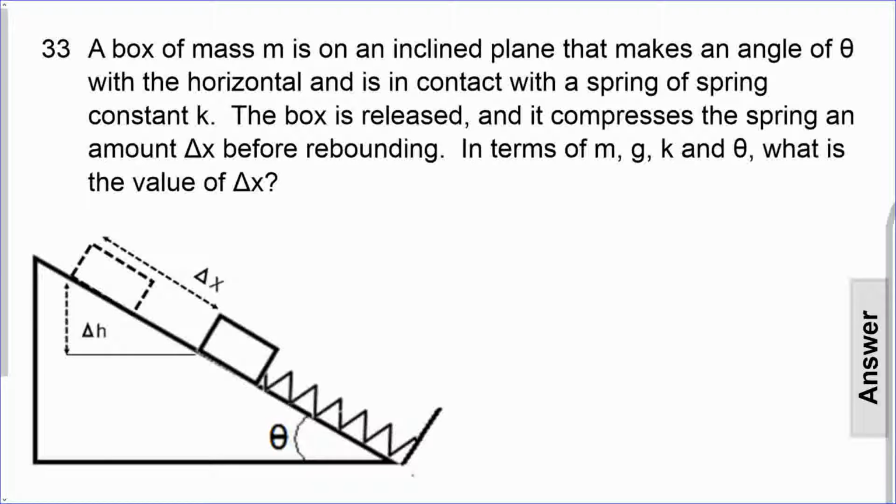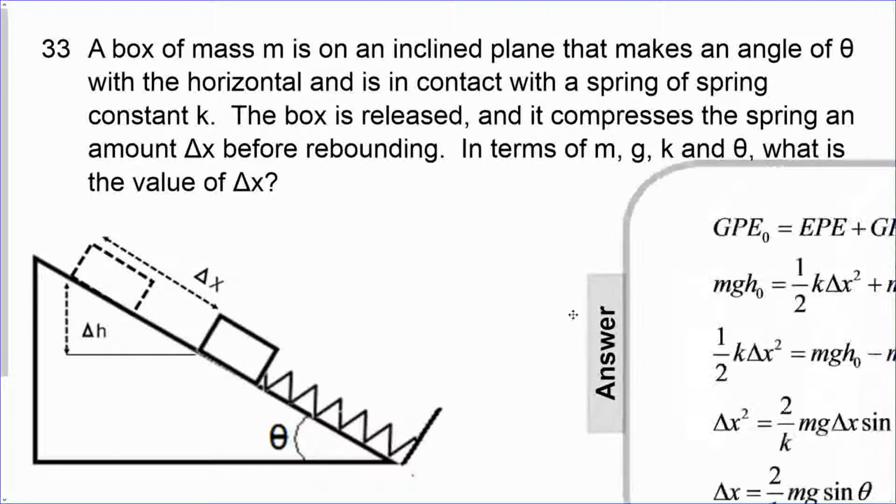A box of mass m is on an inclined plane that makes an angle of theta with the horizontal, and it's in contact with a spring constant k. The box is released and it compresses the spring an amount of delta x before rebounding. In terms of m, g, k, and theta, what is the value of delta x? Go ahead and pause the video now and solve the problem.